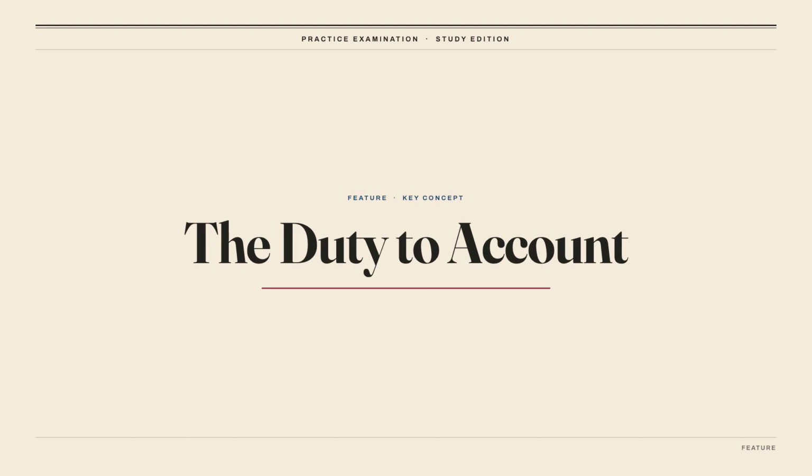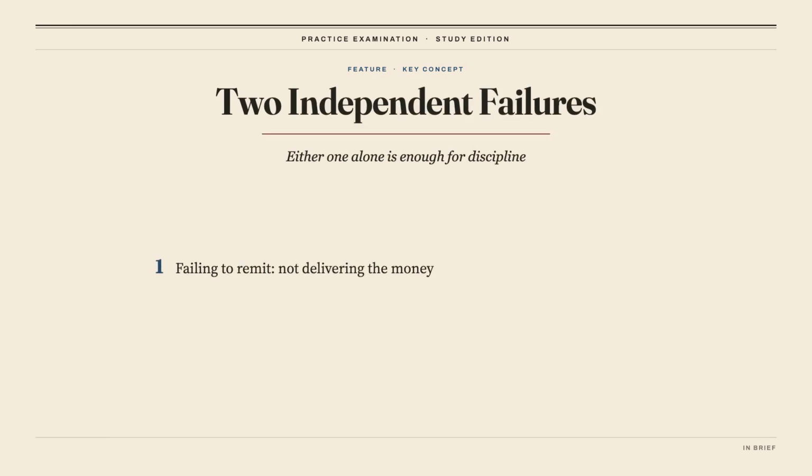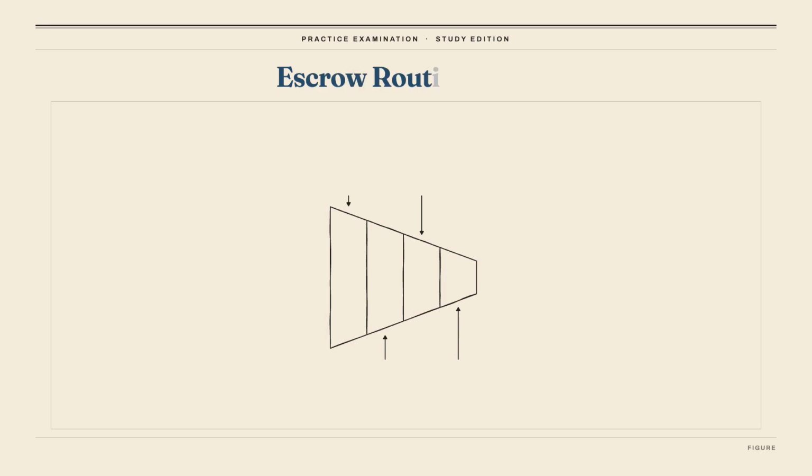Not because the amount is large, but because failing to remit or account for it is a clear, permanent, and severe violation. The statute names two separate verbs, remit and account. Failing to remit means the money was never delivered. Failing to account means there's no record of where it went. A licensee who eventually hands back the funds but can't explain the gap has still violated half the duty.